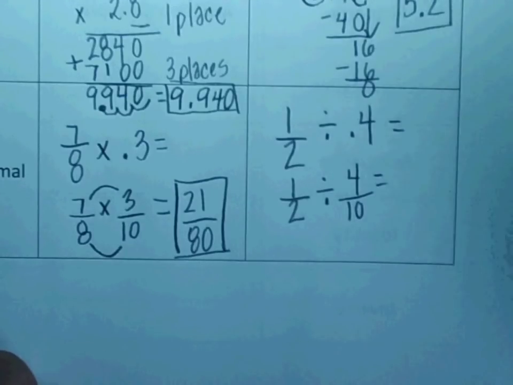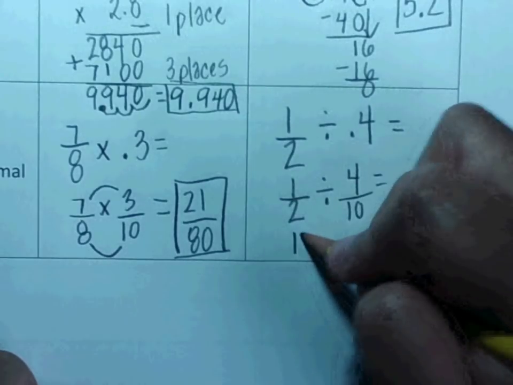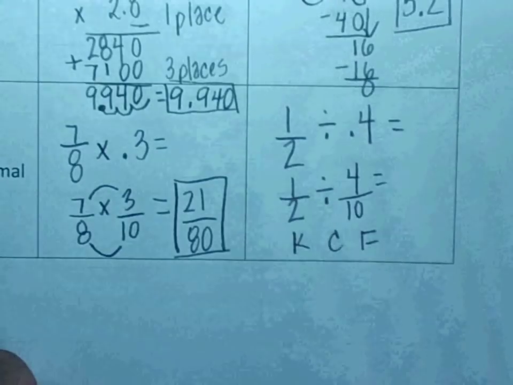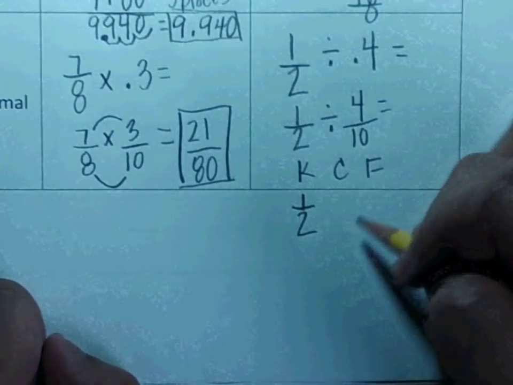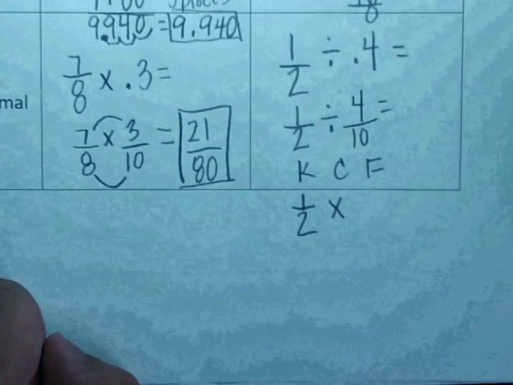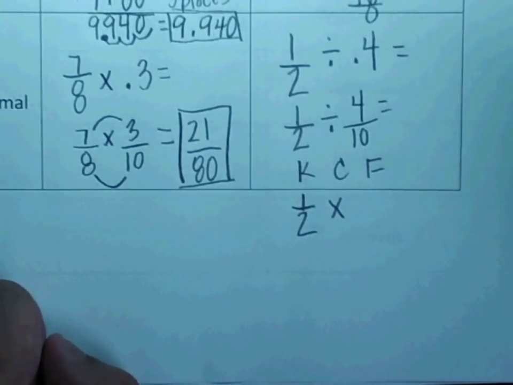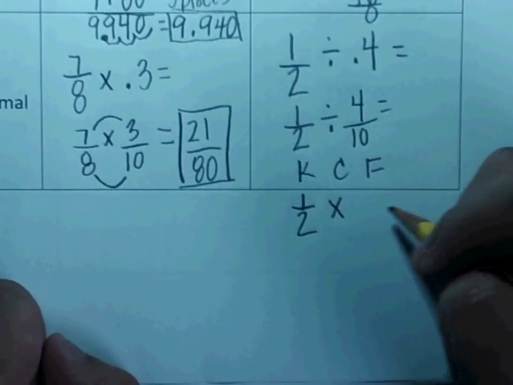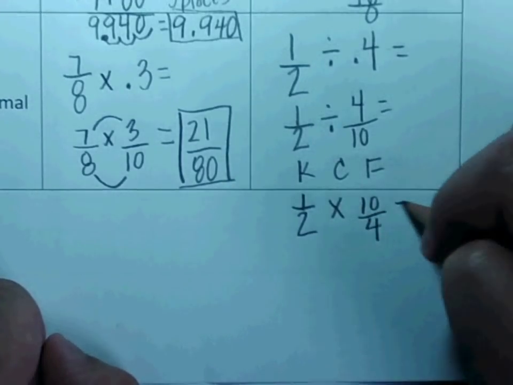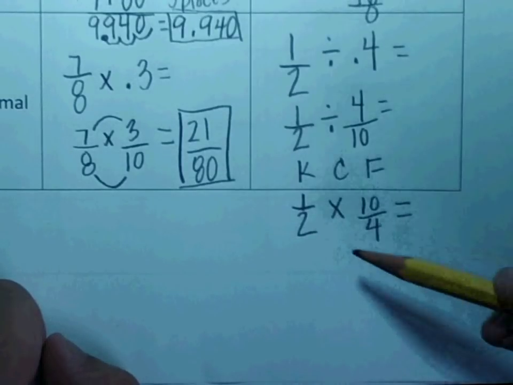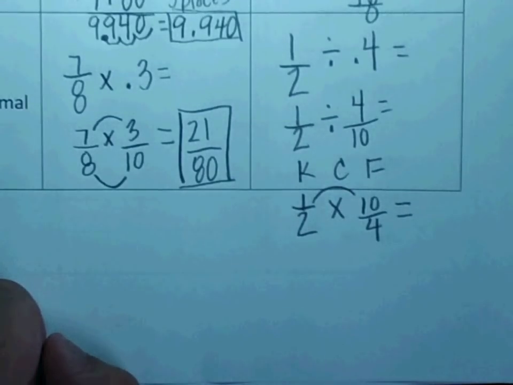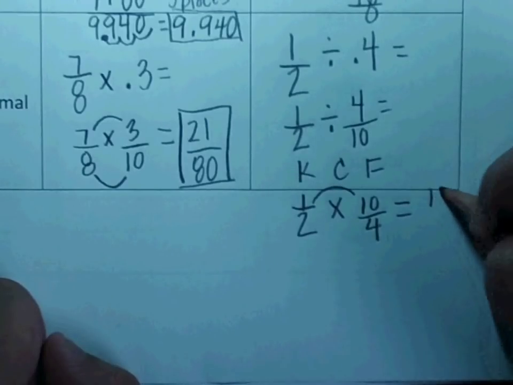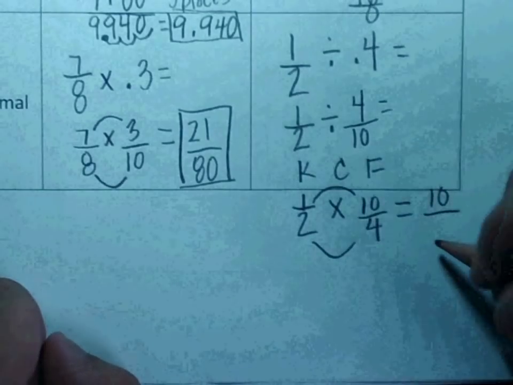And now we have to remember our rules when we are dividing two fractions. So once again, we do our keep, change, flip. So we will bring down our 1/2. We will change our division sign to multiplication. And we will flip our 4/10 to 10/4. And now we have a regular multiplication of fractions. And so we multiply our numerators. 10 times 1 is 10. 4 times 2 is 8.